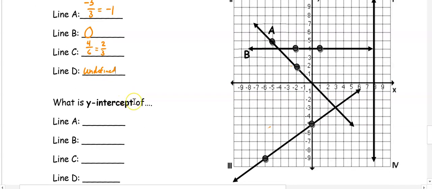What is the y-intercept? So in line A, we are crossing the y-axis at (0, 0). In line B, we are crossing it at (0, 4). In line C, we are crossing at (0, -5). And in line D, it never crosses the y-axis, so this is going to be none.